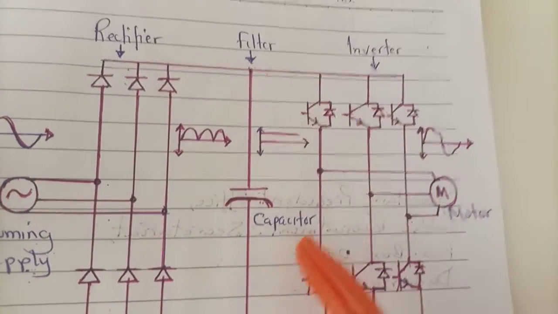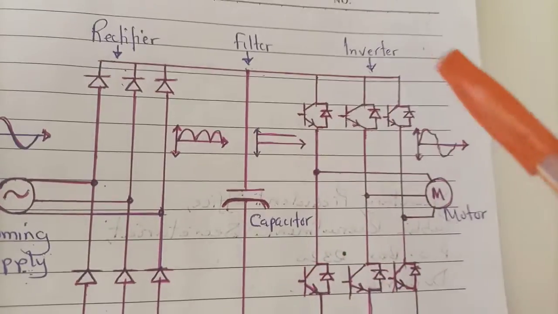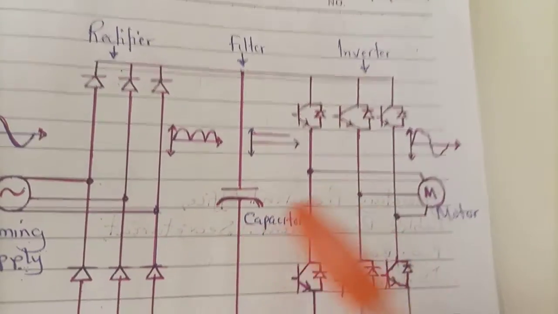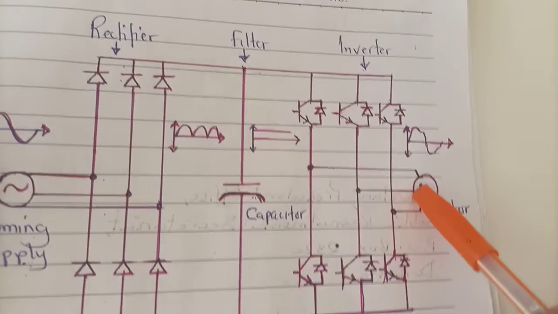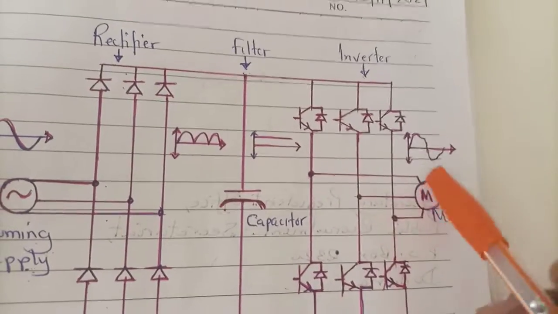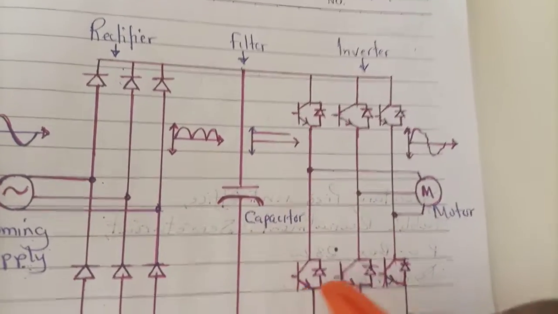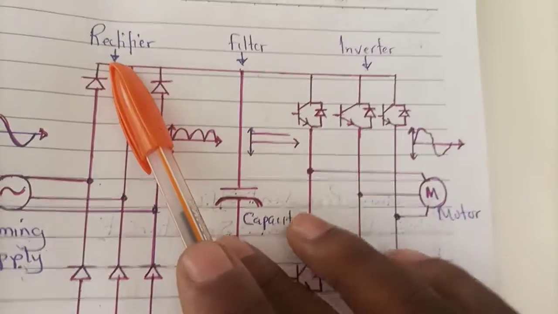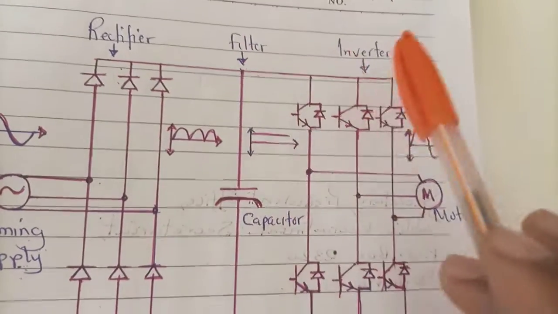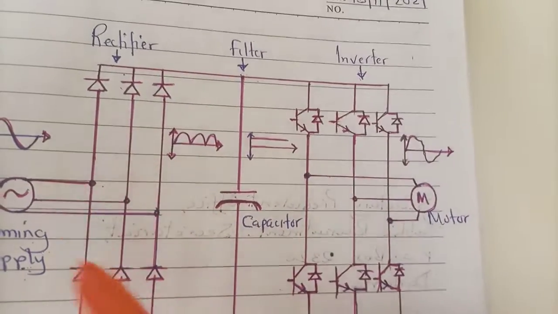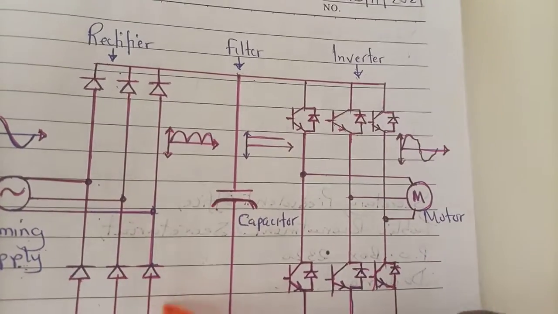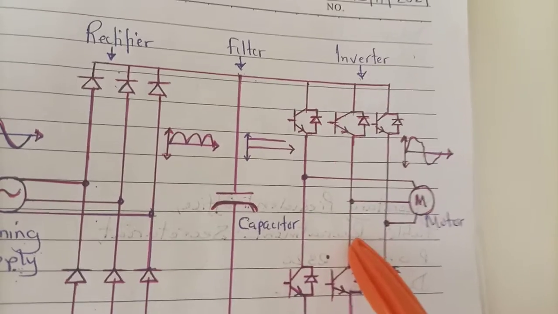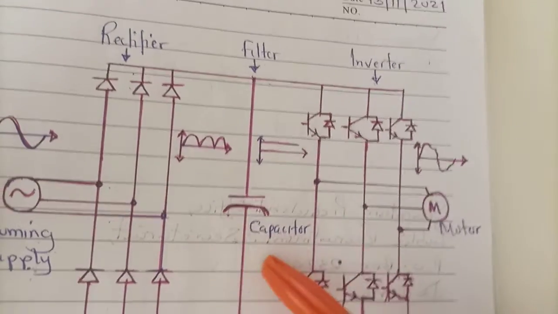So this is the main function of VFD. As I told you, we have three main components found inside any VFD machine. We have the rectifier, the filter, and the inverter, and each has its own unique function, as I explained. So this is how it works.